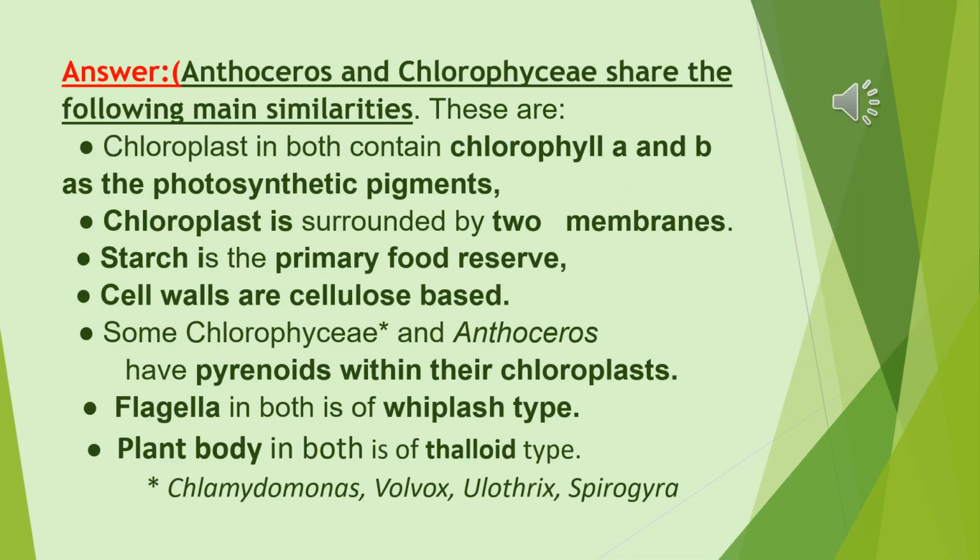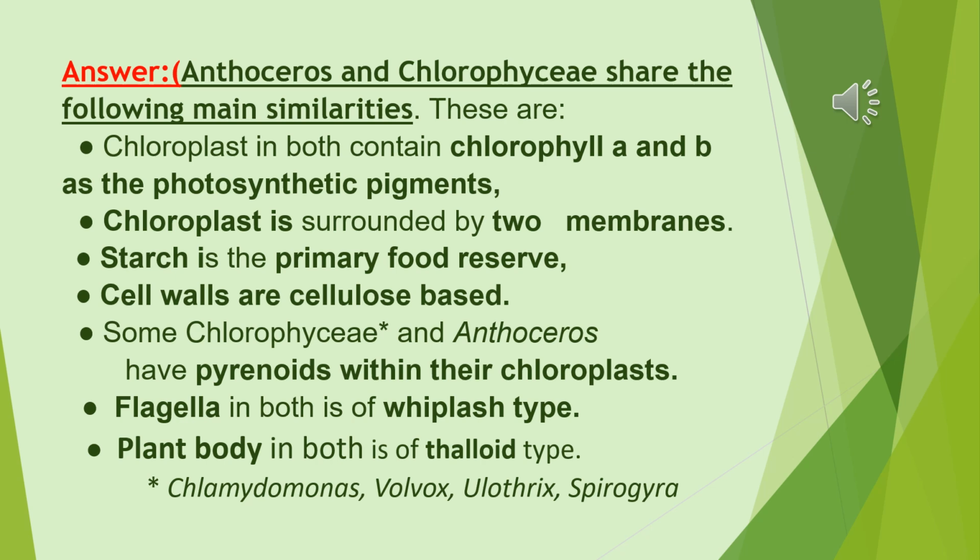Now answer. Anthoceros and Chlorophyceae share the following main similarities. What are these? Number 1, chloroplasts in both contain chlorophyll A and chlorophyll B as their photosynthetic pigments. 2. Chloroplast is surrounded by two membranes. 3. Starch in both is the primary food reserve. 4th, cell walls in both are cellulose based.